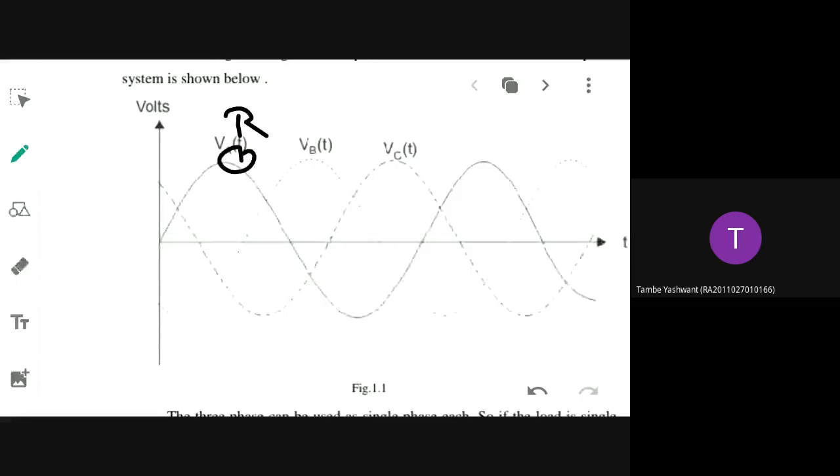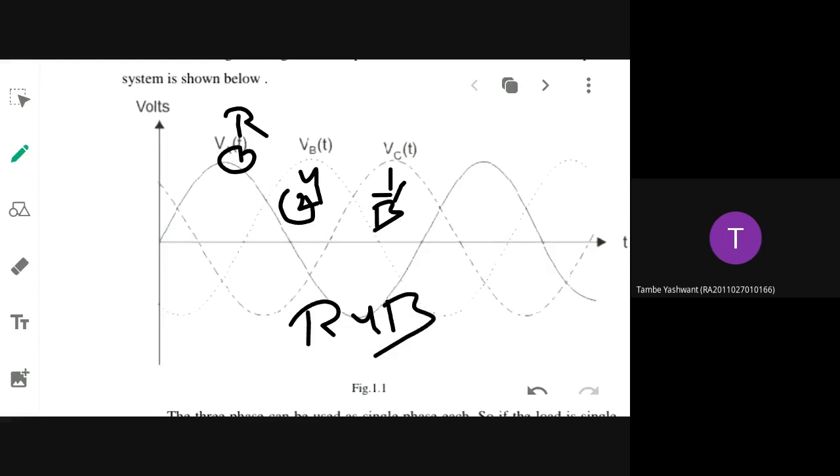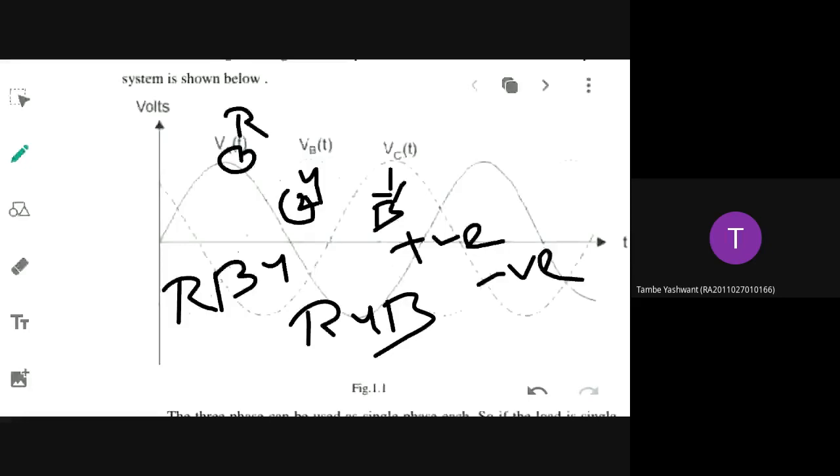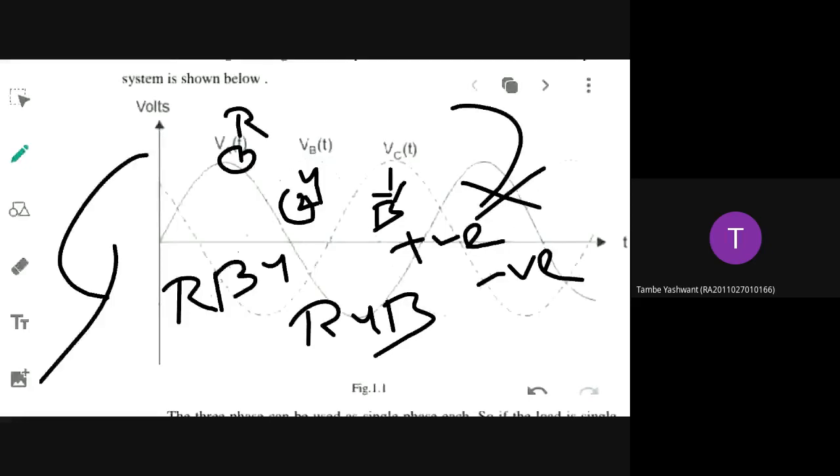Second is Y phase, that is achieving second maximum, and third one is B. So this is what sequence? RYB sequence. Suppose if I reverse it, it will be RBY. So that's how it is becoming positive sequence and negative sequence. One will be clockwise and the other one anti-clockwise. Understood the meaning of phase sequence? Yes, ma'am.